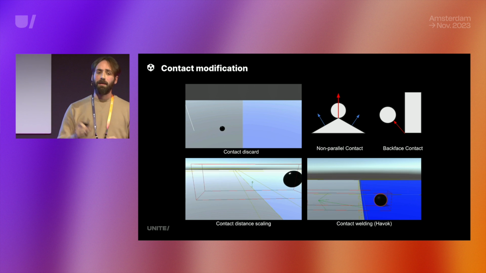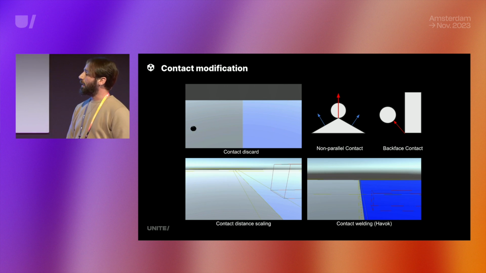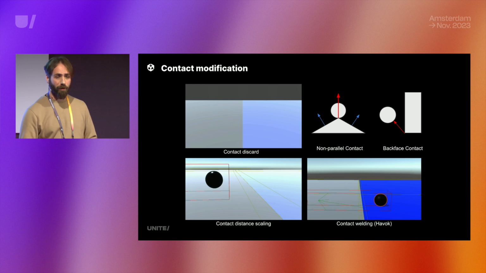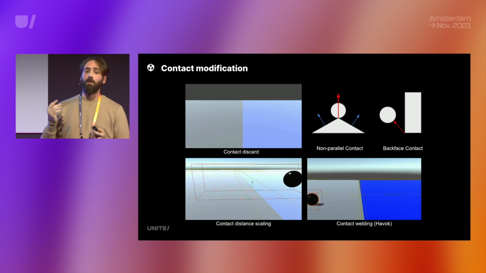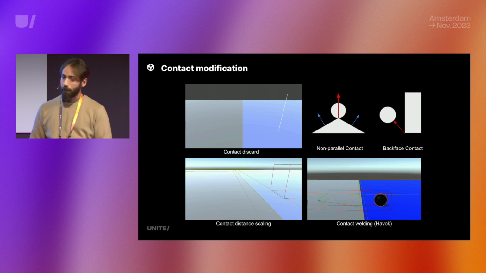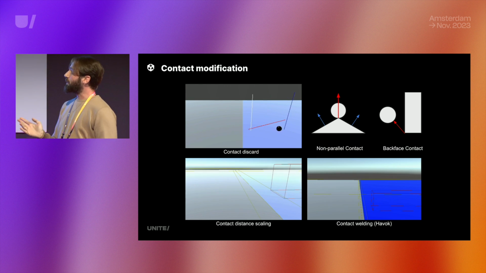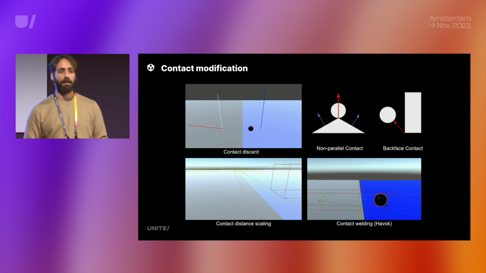And the white one represents a contact that passed our test, because in this case, you can see that the contact has a normal that is parallel to the surface. The red one is a contact that was discarded because, again, the angle between the normal of the surface and the contact were too different. So in this case, you can see how we eliminated the unexpected bump.